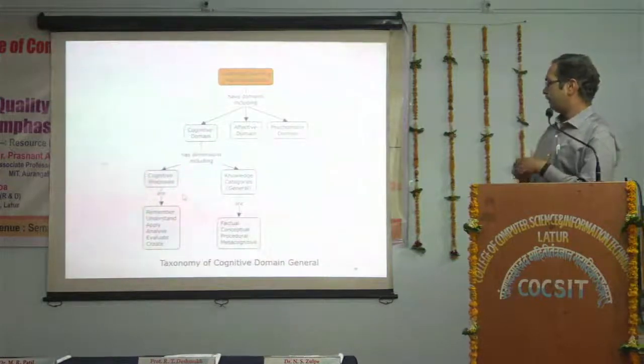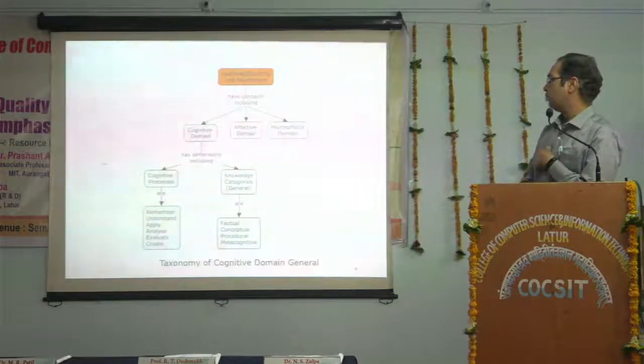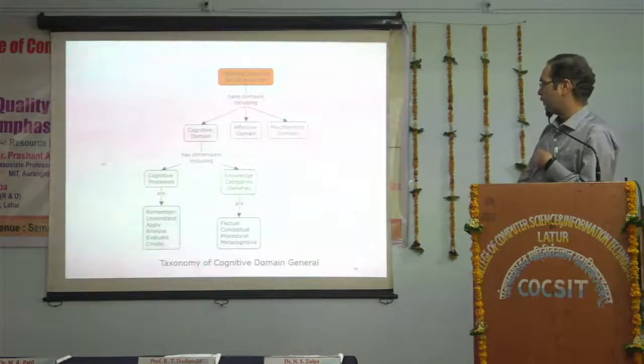Okay, so if you see the taxonomy for the cognitive domain, it has different dimensions: cognitive processes and knowledge categories.